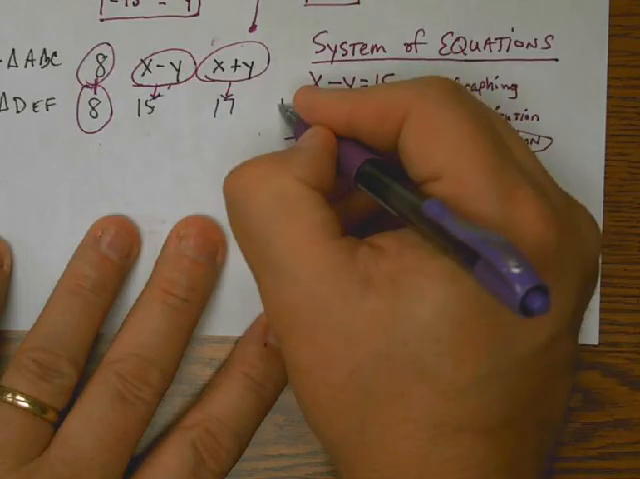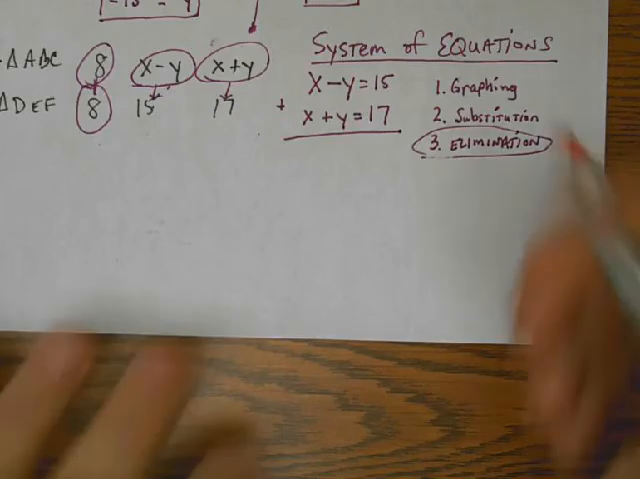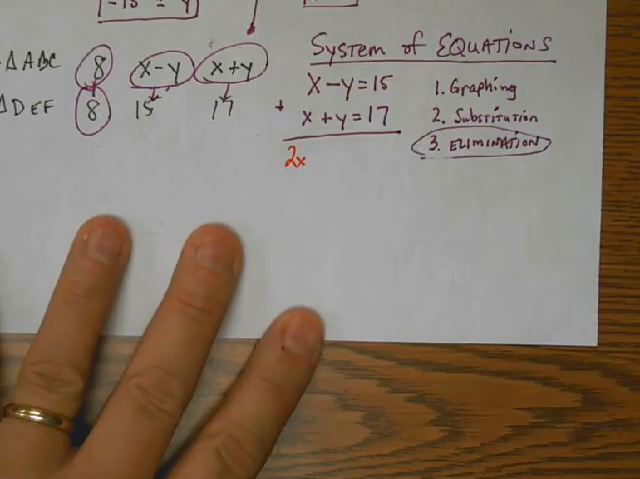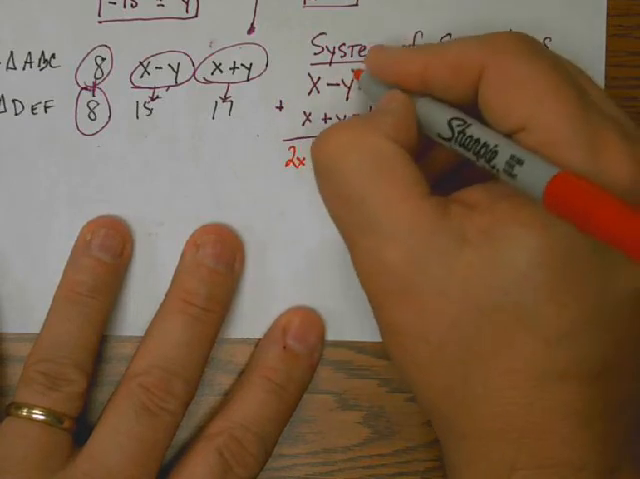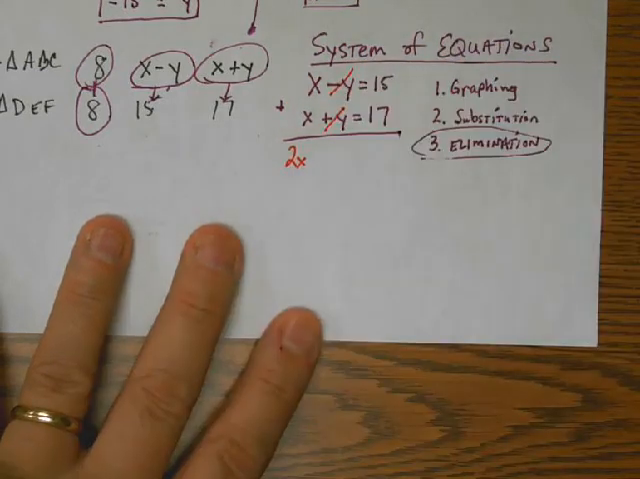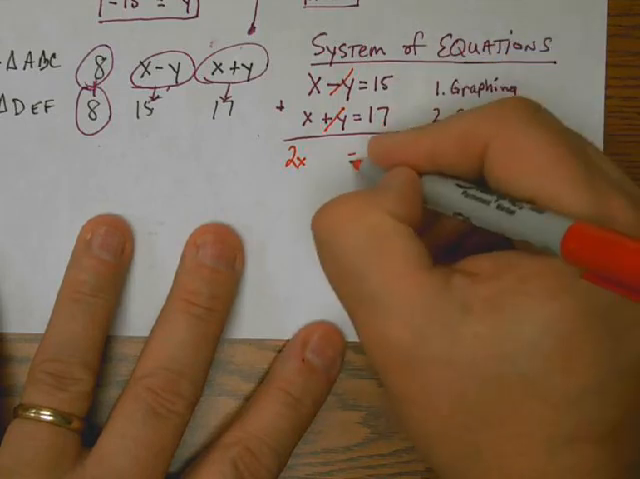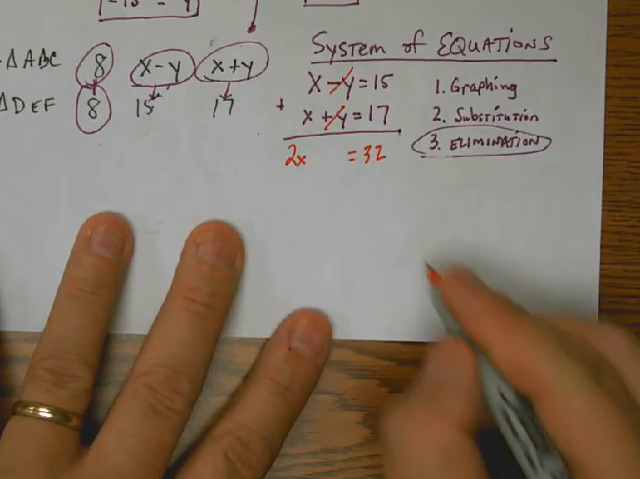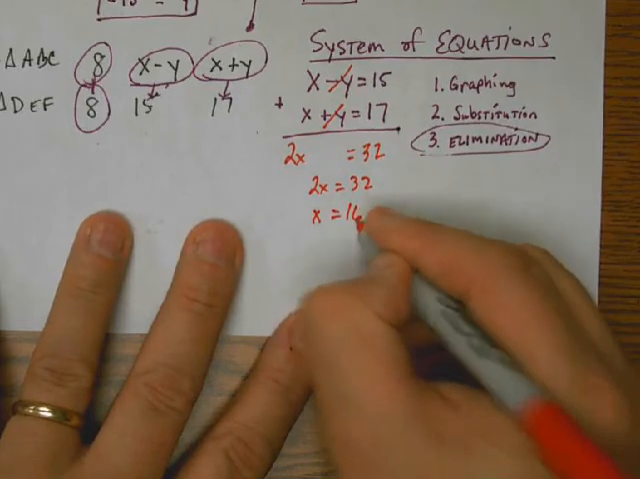We're going to add these equations going down, and we're going to eliminate the y's because they have opposite signs. So x plus x gives us 2x. Negative y plus y, they eliminate. That's why it's called the elimination method. 15 plus 17 gives us 32. Now I'm going to solve for x. 2x equals 32, and x equals 16.